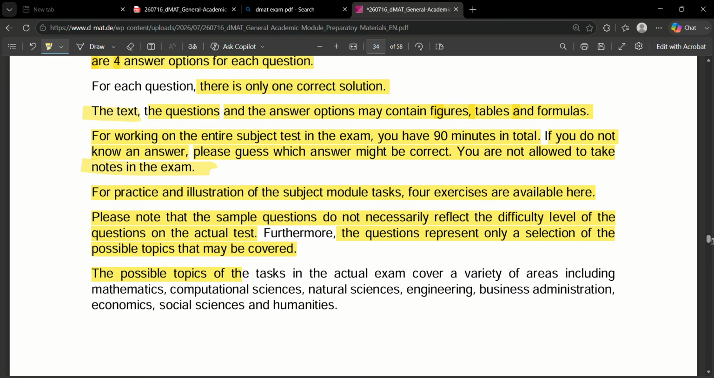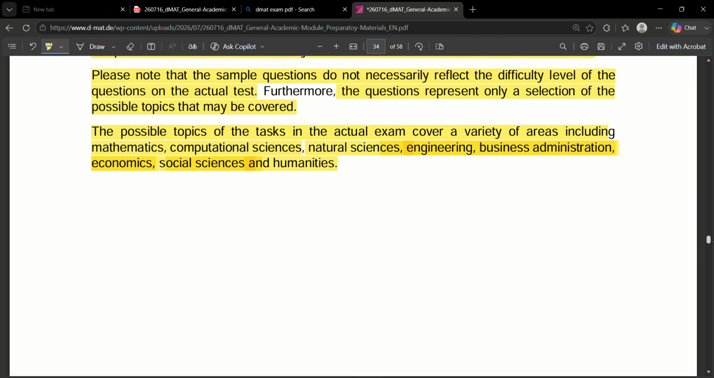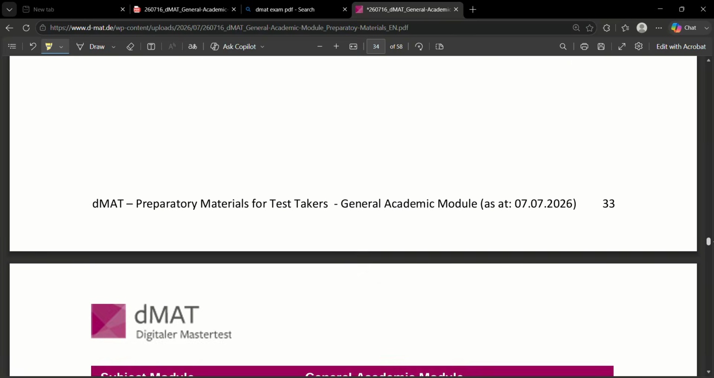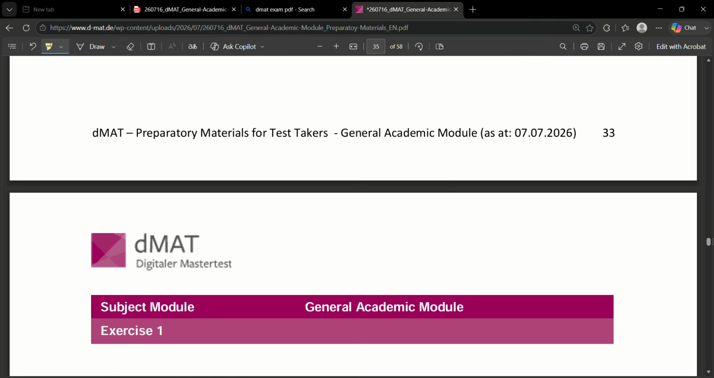The possible topics of this task in the actual exam cover a variety of ideas. So what could be the topics? Mathematics, computational sciences, natural sciences, engineering, business administration, economics, social sciences and humanities. These are the topics that are going to be covered. So now let's move on to our first exercise here, that is vector calculations.